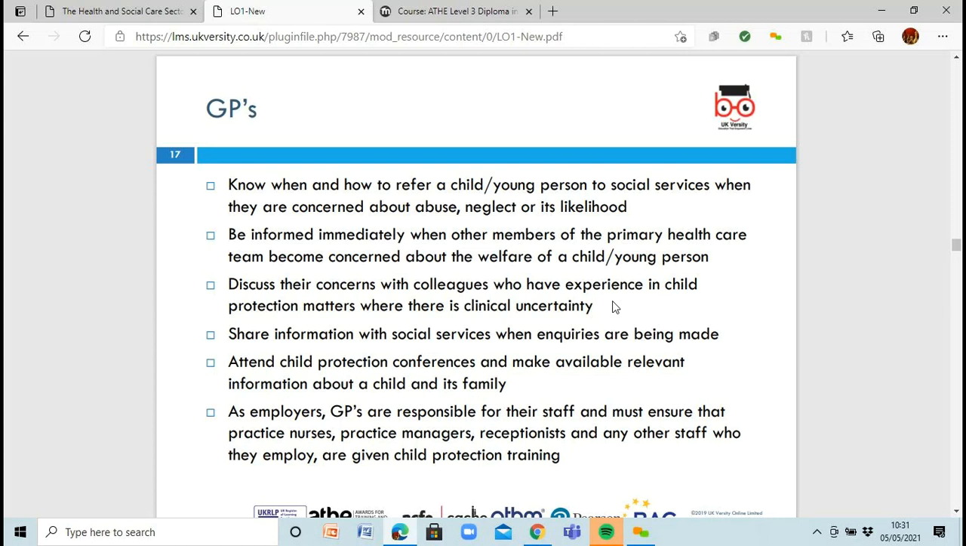They'll share information with social services. They'll attend child protection meetings where necessary. And as an employer, GPs are also responsible for their staff, and they need to make sure that their staff are given child protection training. From their receptionist to their physician, they need to make sure that everybody who will come into contact with a patient is experienced in how to identify certain things.